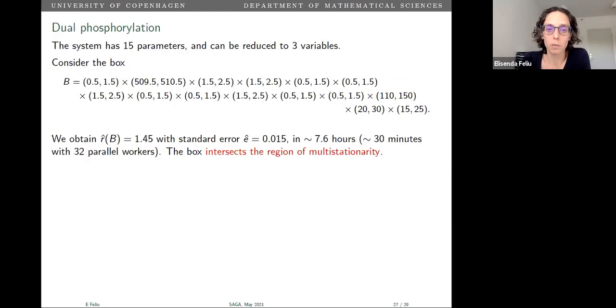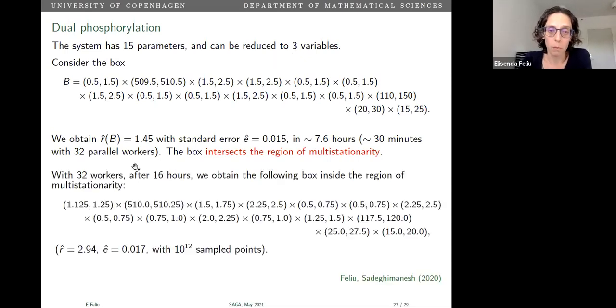These are examples with 2 variables, but we were also able to find regions of multistationarity for the dual phosphorylation cycle with 15 parameters and 3 variables, for example. And here we used heavily that we had some servers with 32 workers. So in 16 hours, we could go from this box to a small box that is entirely inside the region of multistationarity.